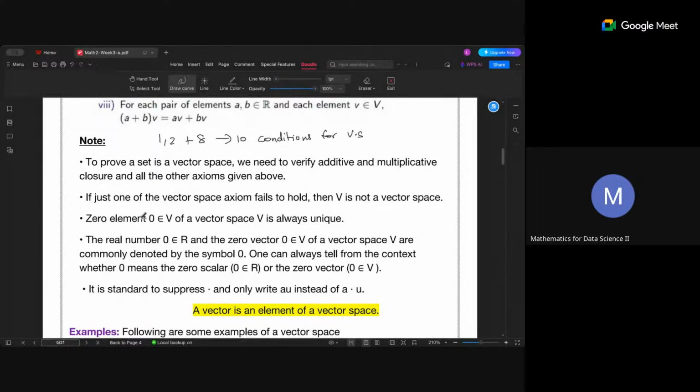The zero element 0 belonging to V of a vector space is always unique. There cannot be more than one. This 0 element, in the sense that we are talking about, is the additive identity.